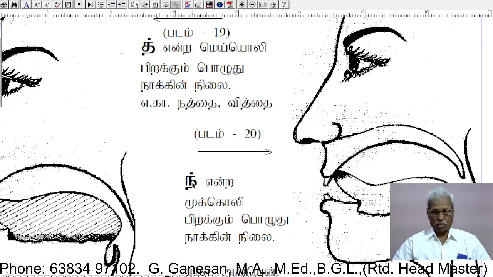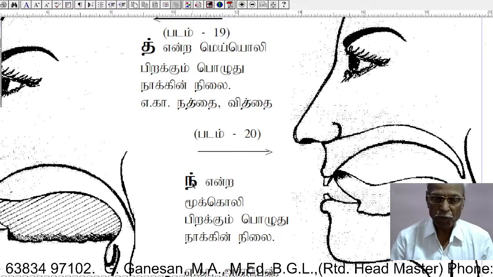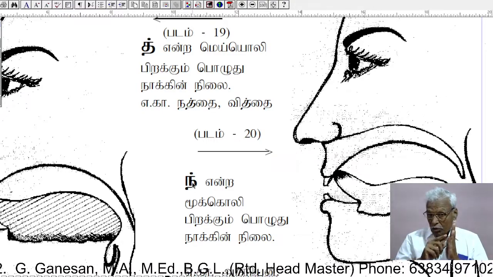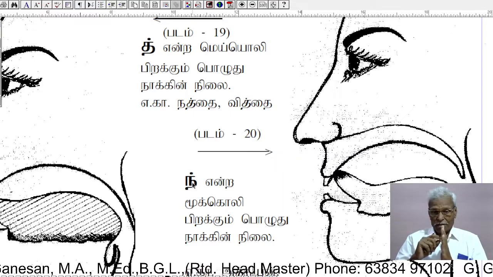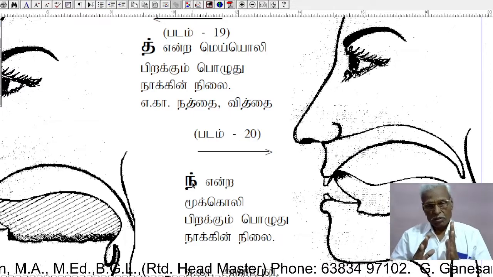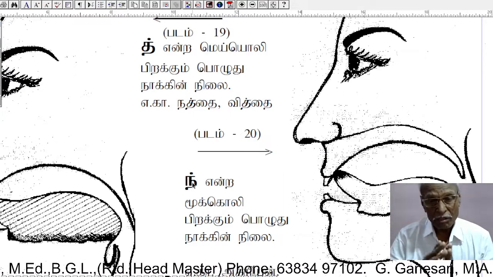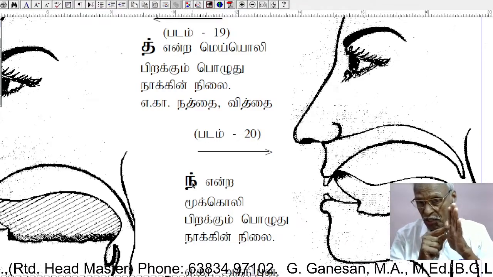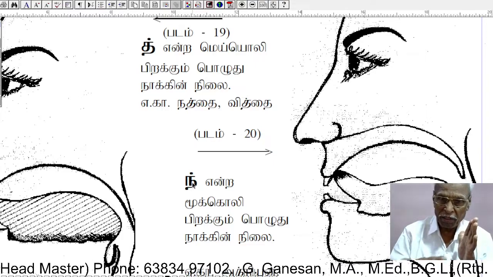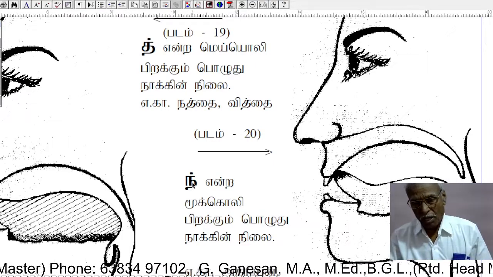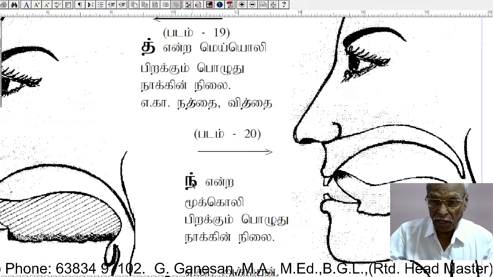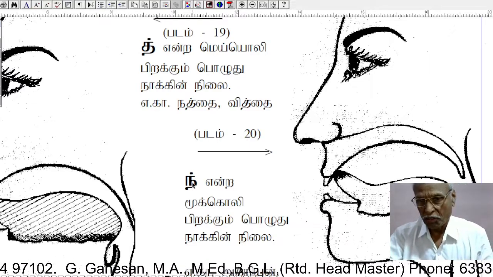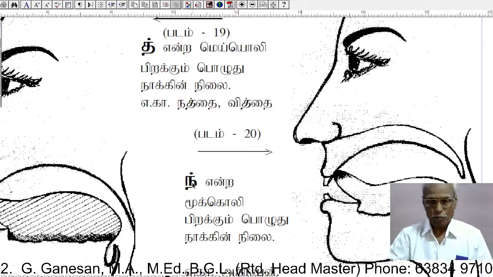I'm very sorry. See, the nasal is produced by raising the tip of the tongue towards the upper teeth ridge and making a tight contact, and sending out the air through the nasal passage, that is, through the nose.